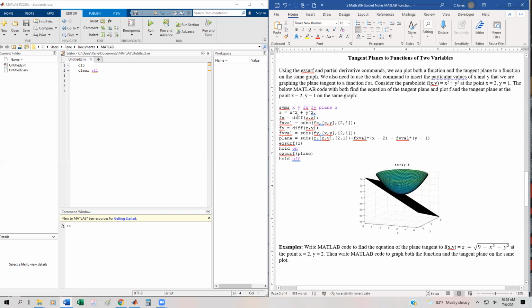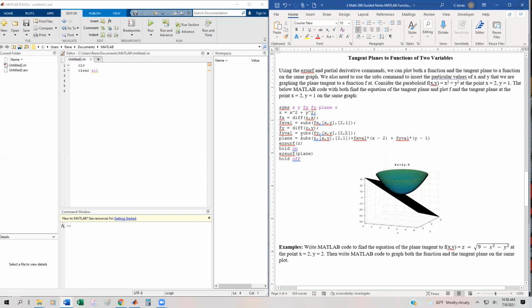However, this expression right here might be a little bit new because we haven't seen this before. We're actually using the subs function, and we're going to substitute back into fx, which is our derivative, but fx might be composed of both x and y variables. So for x, we're going to substitute 2. For y, we're going to substitute 1. So that's the set notation. We're substituting for the array x, y, when x is 2 and y is 1. And we do the same thing down here with fy.